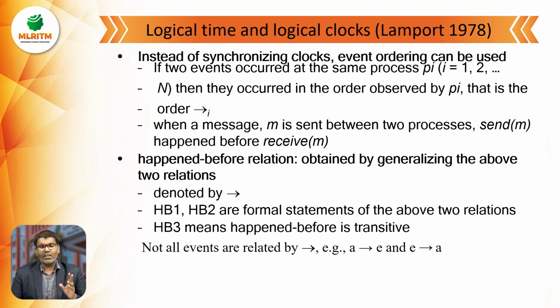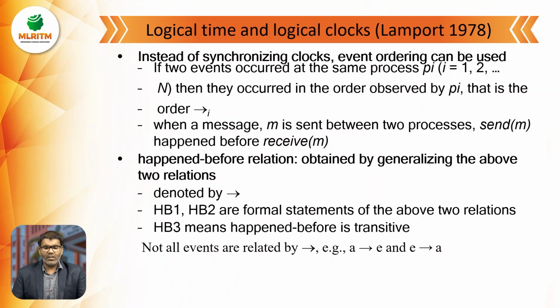When a message m is sent between two processes, the message is observed as m. The m process is done between the two events. The first one is that sending m happened before receiving m.